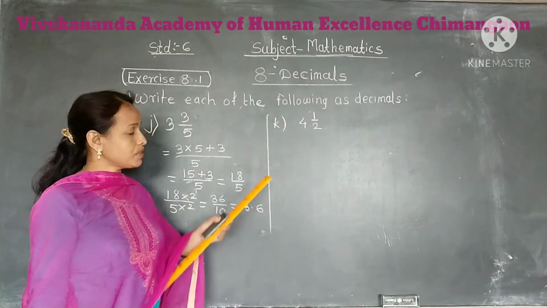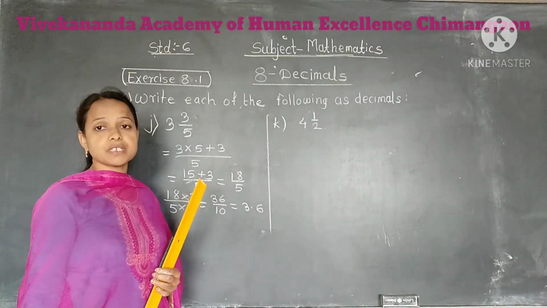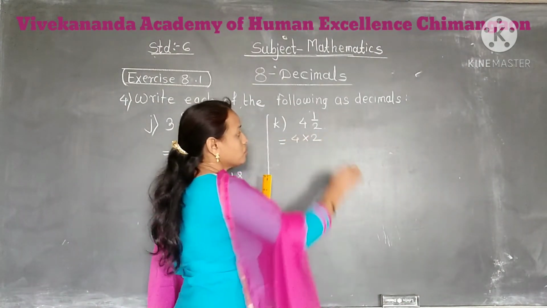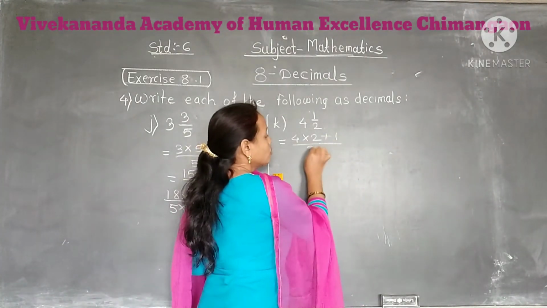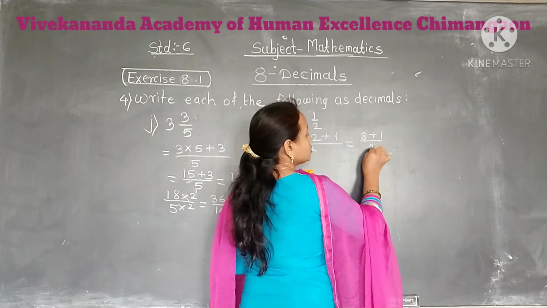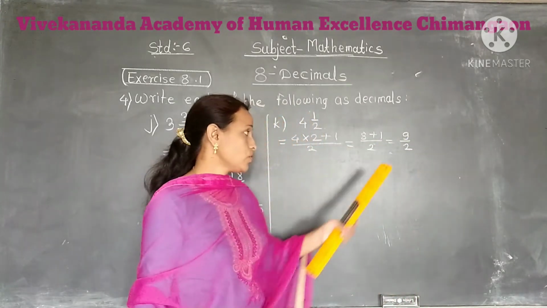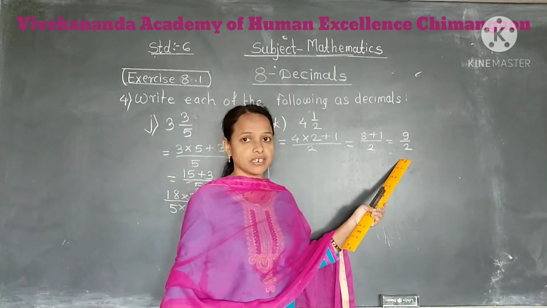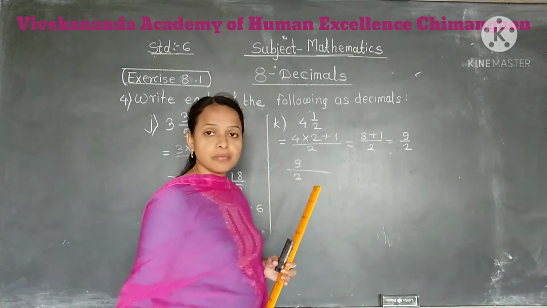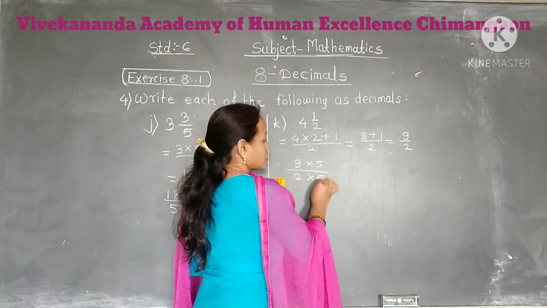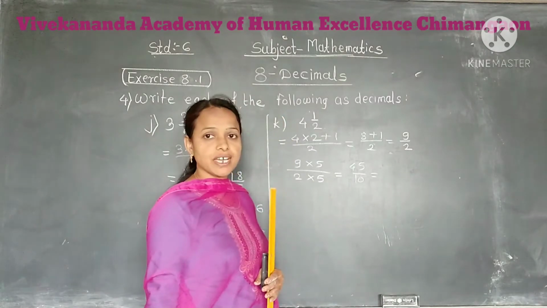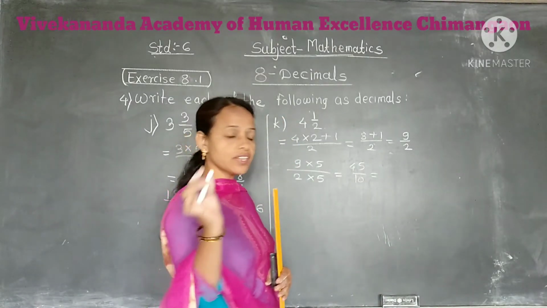Now we will solve the next example. Next example is 4 1/2. This is also a mixed fraction, so we convert it into an improper fraction. Multiply whole number 4 with the denominator 2 and add numerator 1. 4 twos are 8 plus 1, 9 upon 2. Here also the denominator is 2, but the denominator should be 10. So we find its equivalent fraction with denominator 10. We multiply numerator 9 and denominator 2 by 5. 9 fives are 45 and 2 fives are 10. We write 45 upon 10 as the decimal 4.5.